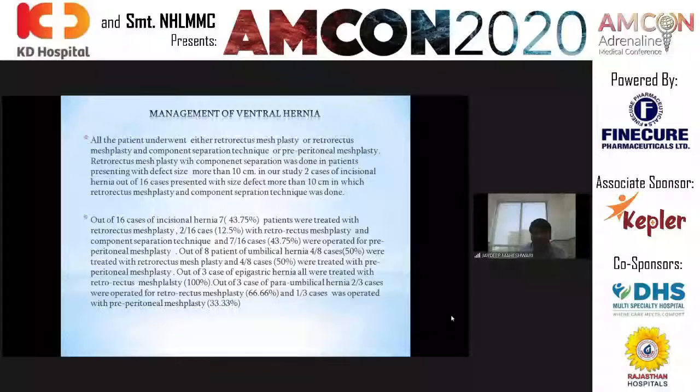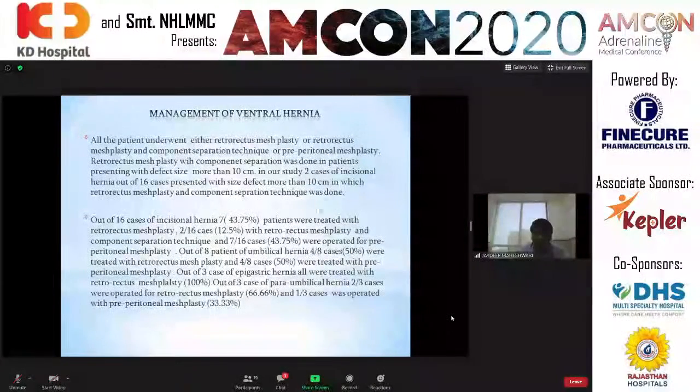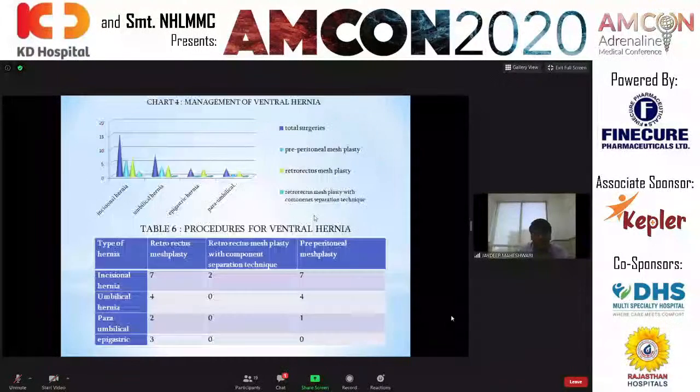Out of 8 patients of umbilical hernia, 50% of the cases were treated with retrorectus mesh plasty and 4 were treated with pre-peritoneal mesh plasty. And in epigastric hernia, all the patients were treated with retrorectus mesh plasty. And in paraumbilical hernia, 2 of the cases were treated with retrorectus mesh plasty and 1 case was operated with pre-peritoneal mesh plasty. Next slide, please. This is the chart showing various surgeries. Next.